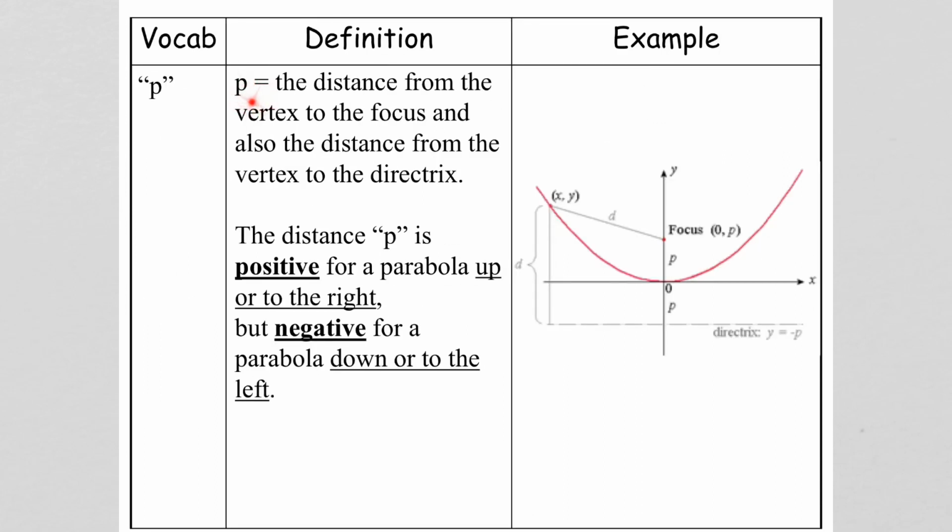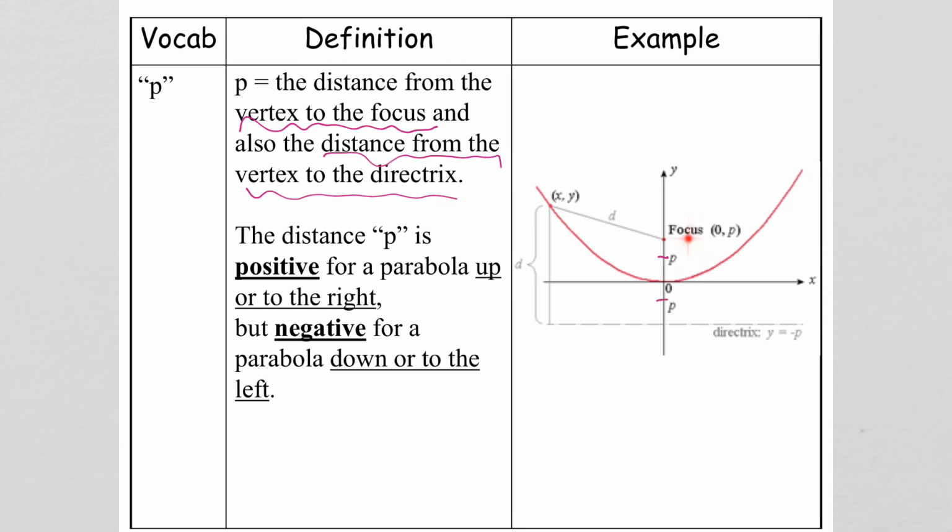Okay, next, let's talk about p. P is very important. It's actually in the equation when we write the equation for a parabola. It's in the standard form equation. So p, what is p? Well, p is specifically the distance from the vertex to the focus, and also the distance from the vertex to the directrix. So right here, this p is the length from the vertex to the focus. This would be congruent to the length from the vertex to the directrix, and so I can mark those two pieces equal.